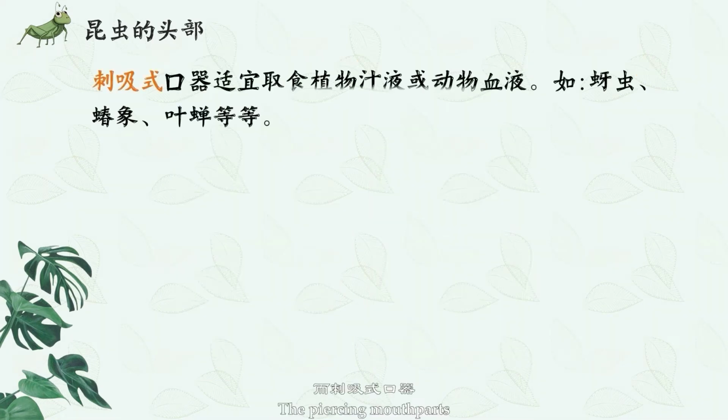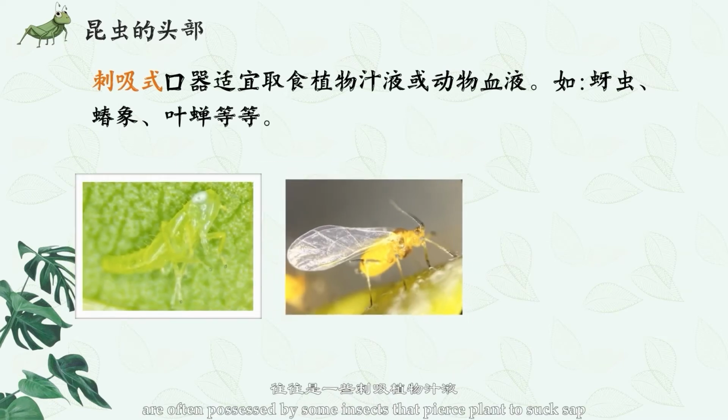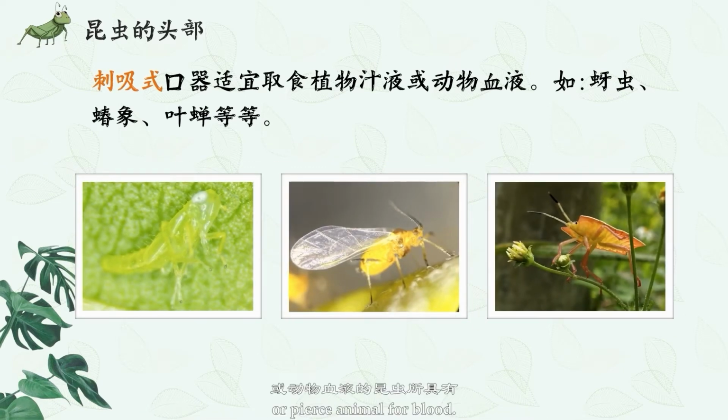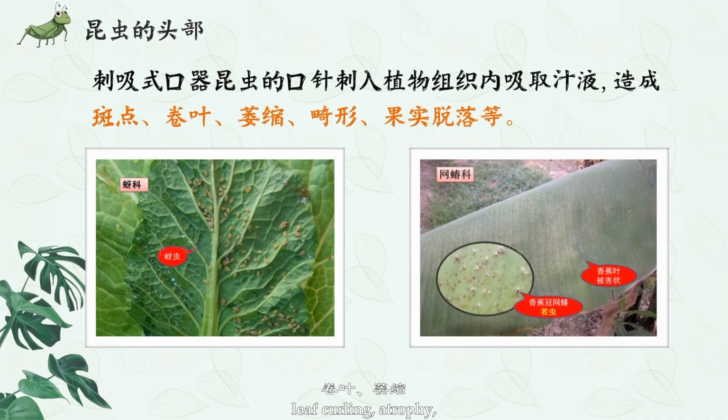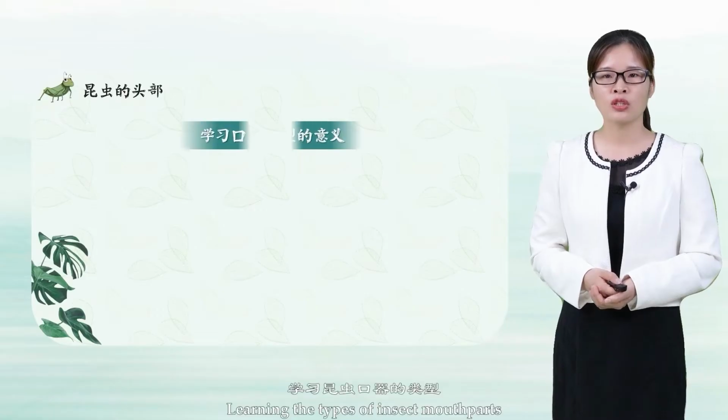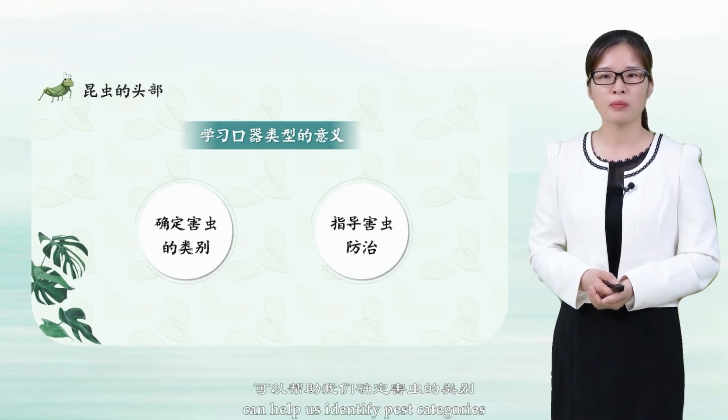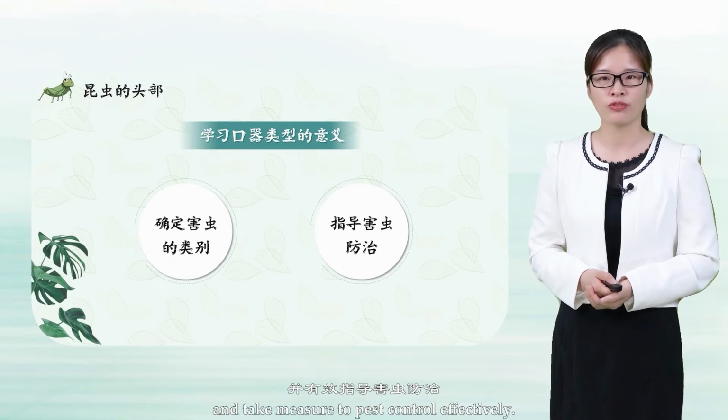The piercing mouthparts are often possessed by some insects that pierce plants to suck sap or pierce animals for blood. Generally, they cause symptoms such as leaf spotting, leaf curling, atrophy, deformity, and fruit falling off. Learning the types of insect mouthparts can help us identify pest categories and take measures to control pests effectively.